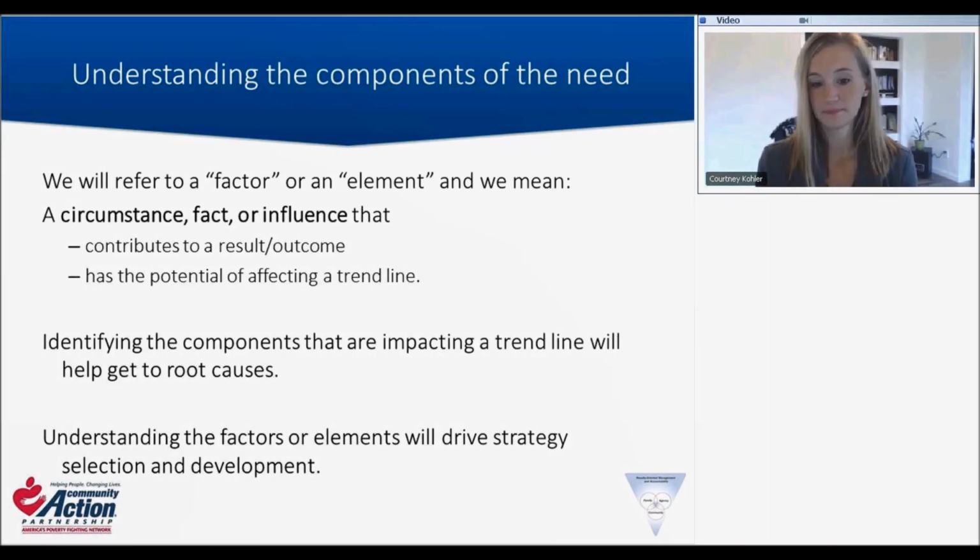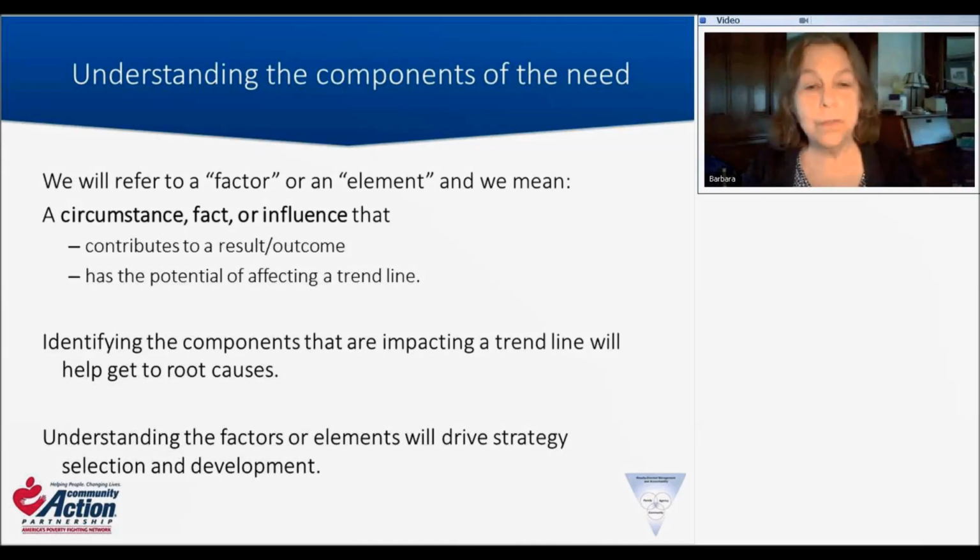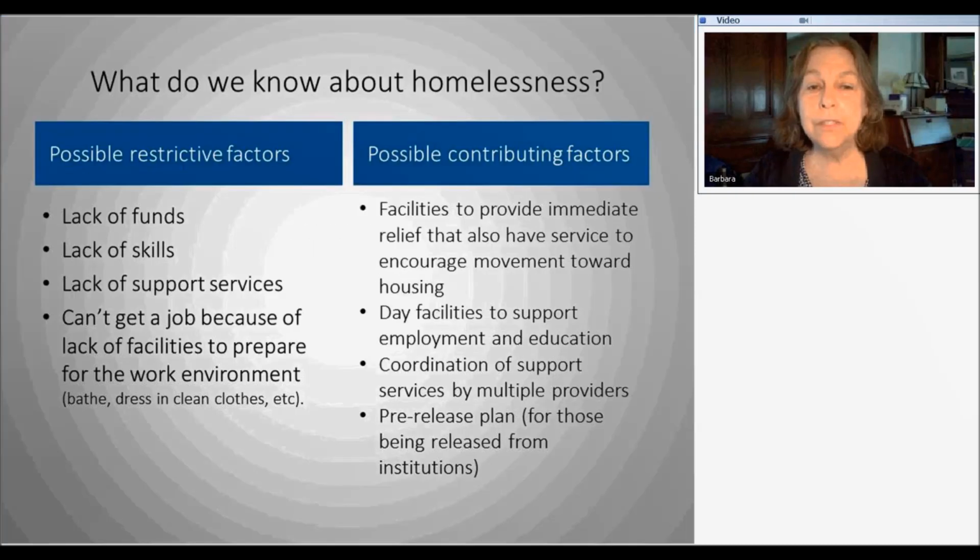So if you've seen the overview, you've heard Tiffany talk about the factors or the elements that influence this need, and they're contributing factors and restrictive factors. And it's important for us to understand those factors as we think about our strategies, because we're going to pick out something that we have control over, that we can actually do something about. We want to pick out something that's important, something that will actually contribute to the problem.